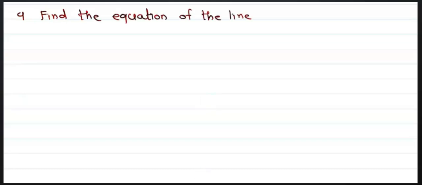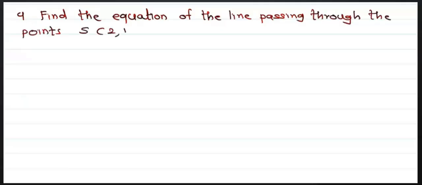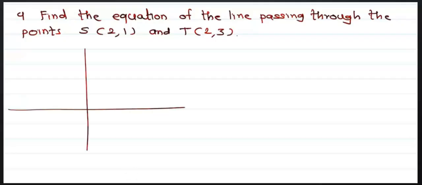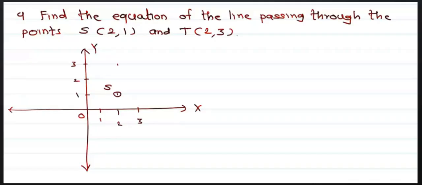Now, next question, number 9. Find the equation of the line passing through the points S(2, 1) and T(2, 3). The x-axis, the y-axis, the point S is and point T is.